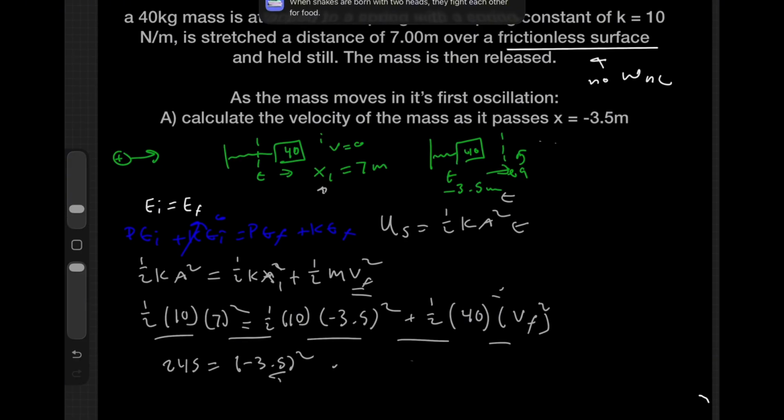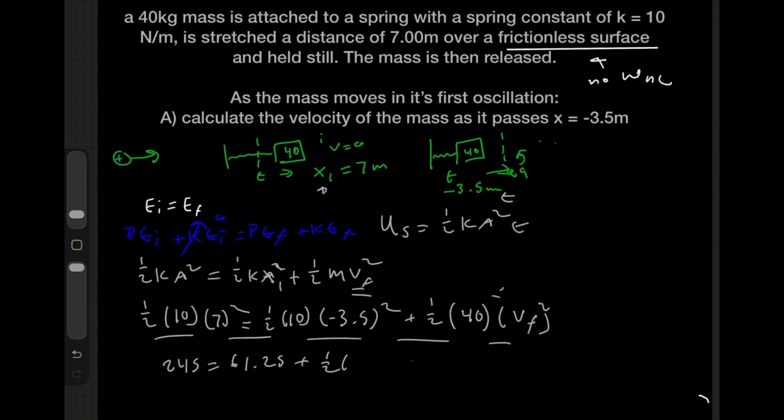So we have 12.25 times 5, which is 61.25. Now we add this to 1/2 of 40 velocity final squared. And so we have 245 minus 61.25, which is 183.75, equals 20, which is half of 40, velocity final squared. Now we're going to divide 183.75, our left side of the equation, by 20.